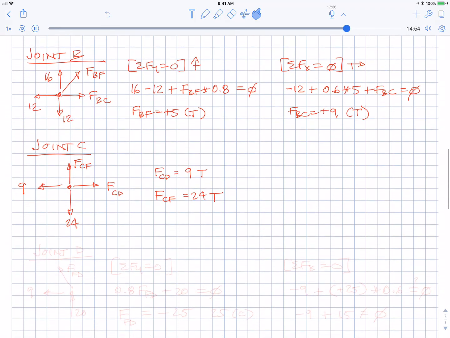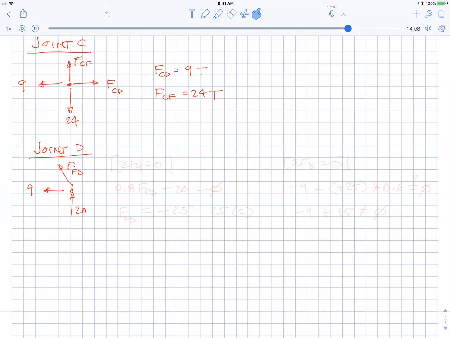Okay, here is the free body diagram for joint D. We just have one unknown, so let's do sum Fy equals 0. And we'll have 0.8 FFD plus 20 equals 0, which means FFD equals minus 25, or 25 in compression.